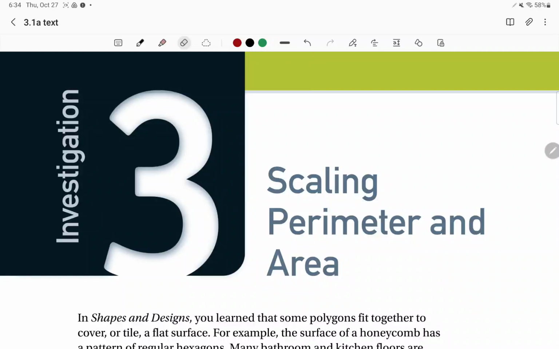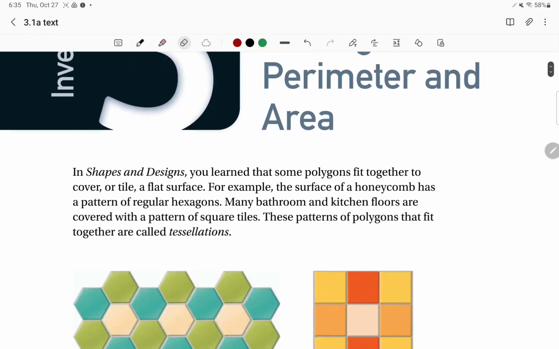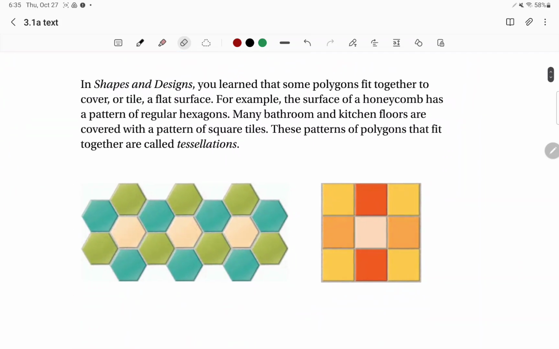Hello. In this video, we're going to be taking a look at Investigation 3, Scaling Perimeter and Area. More specifically, we're going to be looking at 3.1, which talks about these Rep-Tile Quadrilaterals. So first of all, let's figure out what a Rep-Tile is and what a Rep-Tile is not.